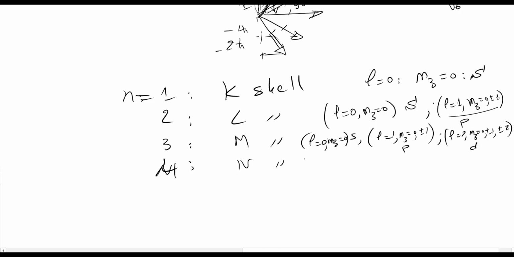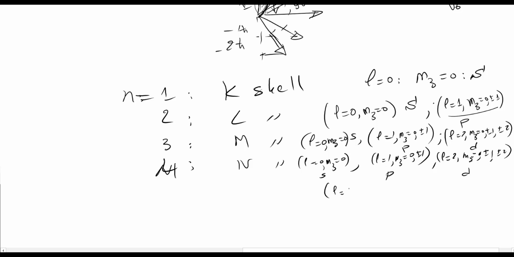Finally, for this shell in here, we have L equals 0, mz equal to 0. Those are the S states. And in here we have L equal to 1 and mz can only be 0 or plus or minus 1. So in this case we have the P states. Another possibility in here, L is equal to 2, and mz is again 0, plus or minus 1, plus or minus 2. That is the D states. And finally there is actually another one in here, that is L equals 3, mz can be in this case 0, plus or minus 1, plus or minus 2, plus or minus 3. So these are the F states.